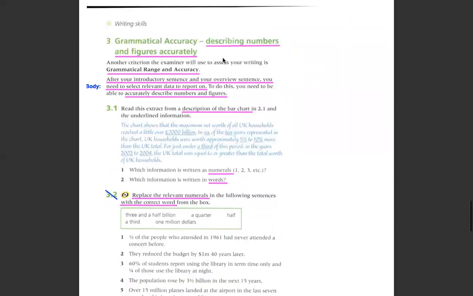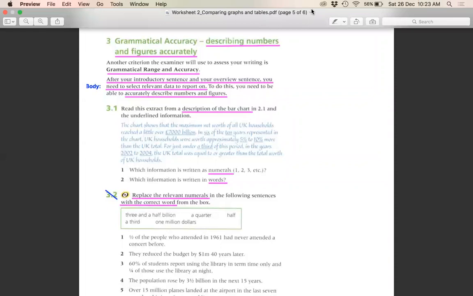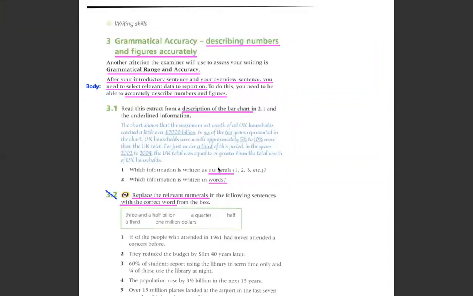Okay, so let's move on to looking at numbers and figures. So sometimes we want to add information about numbers and figures if it's part of the main information. So after your introduction, you have to have your body 1 and body 2, where you talk about the trends and the main features. So if you add numbers, you need to add them correctly. So sometimes we write numbers in numerals, meaning the numbers 1, 2, 3, 4, etc. And sometimes we write numbers in words.